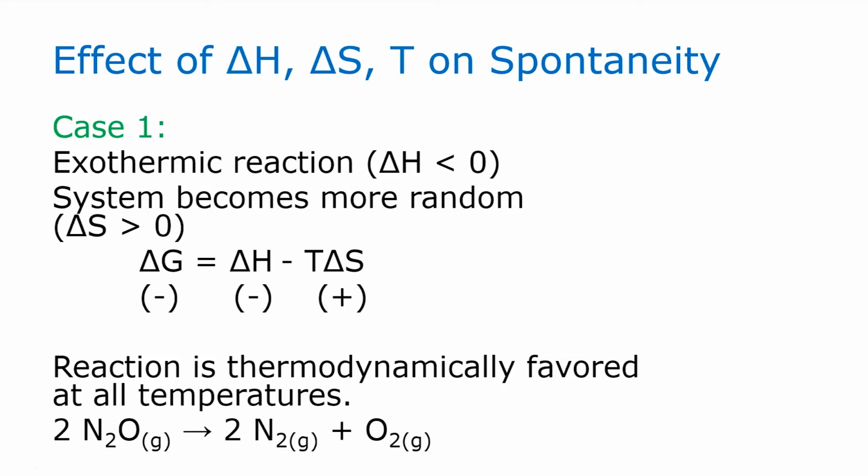An example of this is 2 moles of dinitrogen monoxide gas becoming 2 moles of nitrogen gas and 1 mole of oxygen gas. This reaction is thermodynamically favorable at all temperatures, as the enthalpy change is negative and the entropy change is positive.